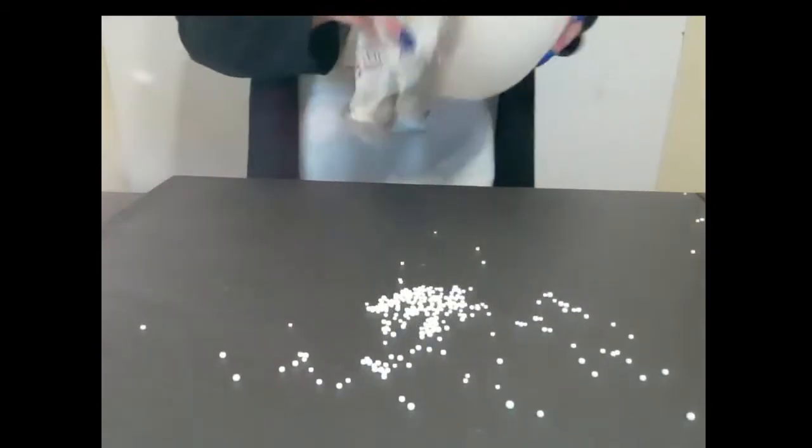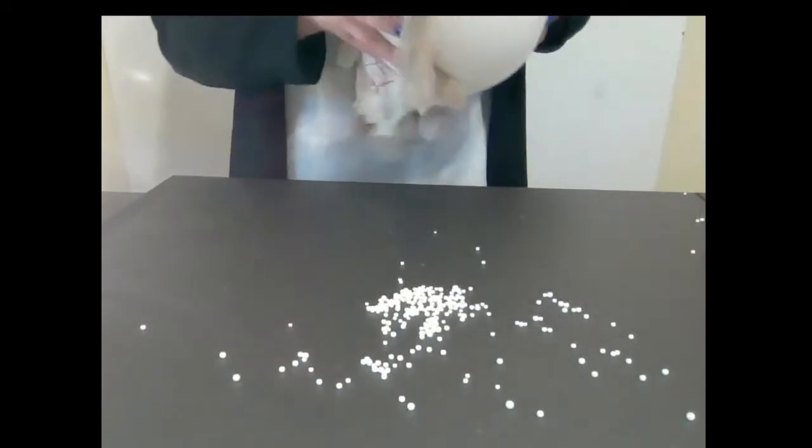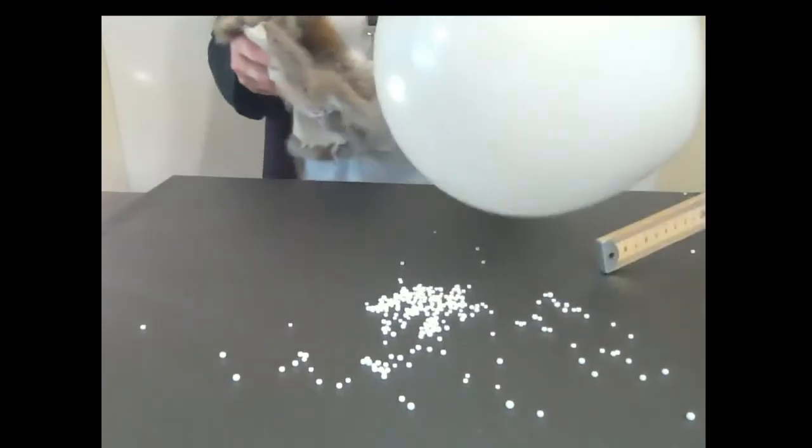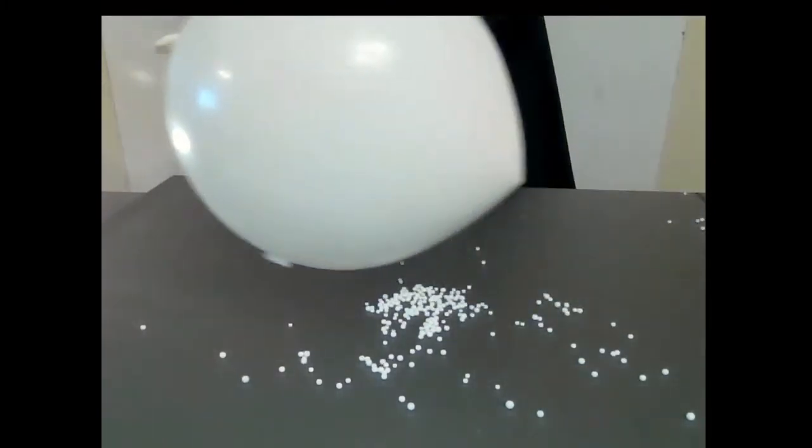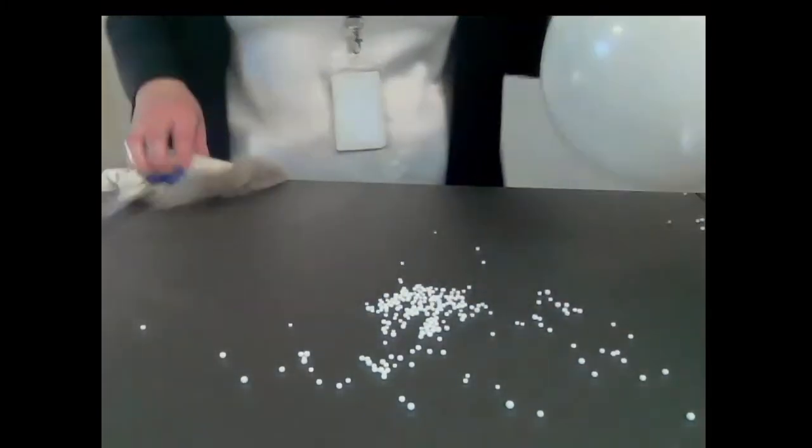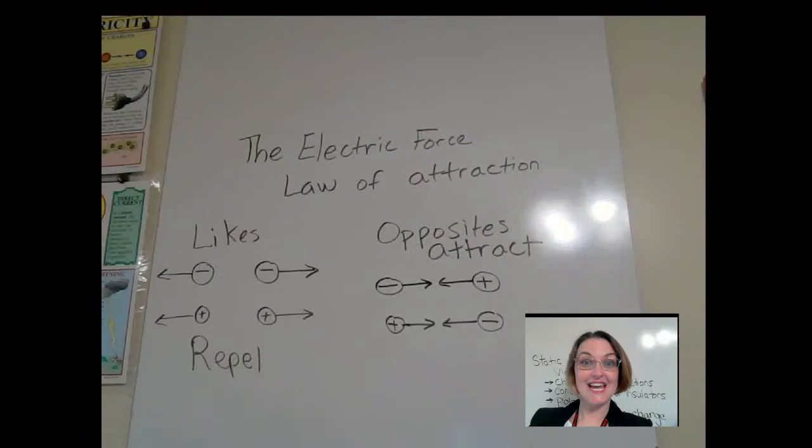By rubbing this balloon with rabbit fur, I can charge the balloon and it will then attract these styrofoam pellets. Charge produces a non-contact invisible force called the electric force. The electric force is similar to the gravitational force, except that the electric force can be both an attractive force and a repulsive force.